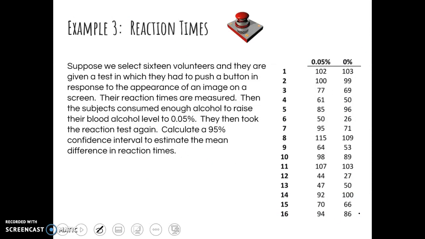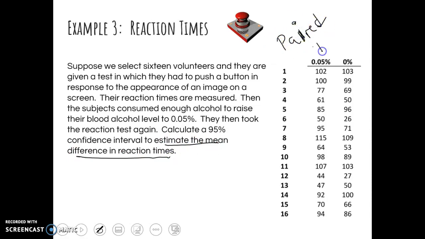All right, so one more. Suppose we select 16 volunteers that are given a test in which they had to push a button in response to the appearance of an image on the screen. Their reaction times are measured. Then the subjects consumed enough alcohol to raise their blood alcohol level to 0.05%. They then took the reaction test again. Calculate a 95% confidence interval to estimate the mean difference in reaction times. This is paired data.